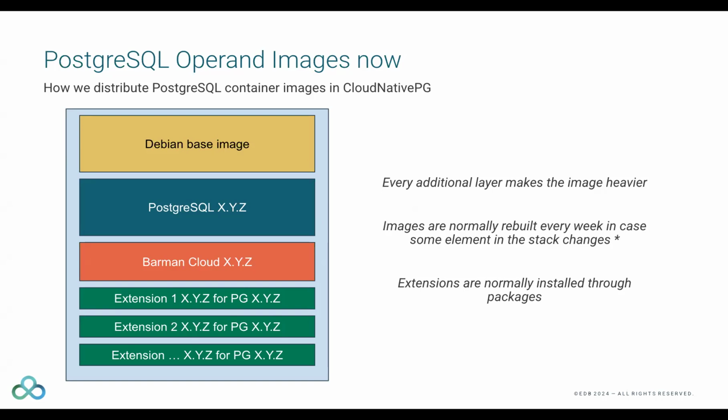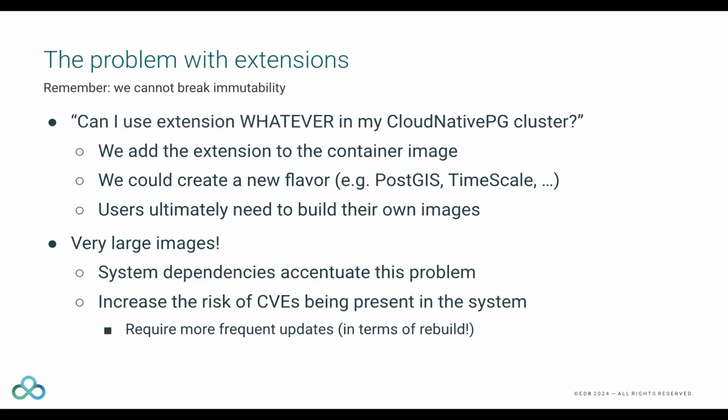So every layer you add, of course, the image is heavier, and we still rely on packages for most extensions. So the problem is you've got a cluster that is already running, and you want, for example, to test an extension that's just come out, or you want to even deploy it in production. If that extension is not part of the images that we build, you have to build your own image, okay?